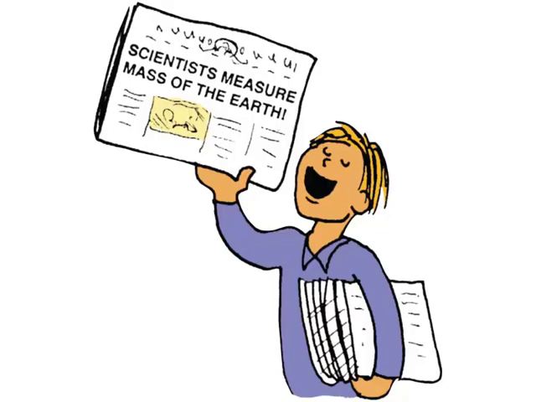When big G was first measured in the 1700s, newspapers everywhere announced the discovery as one that measured the mass of Earth.